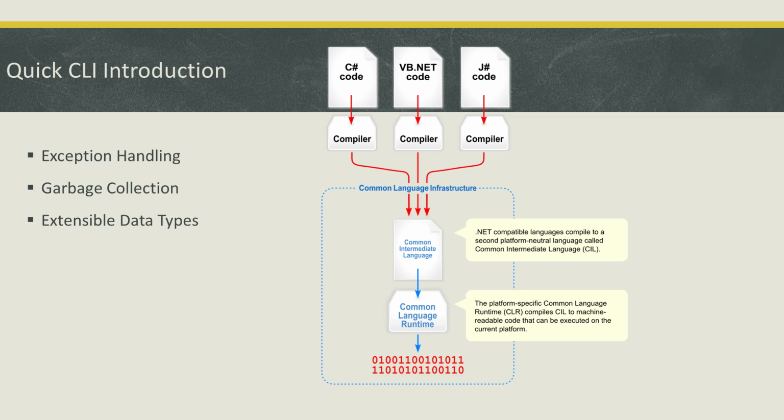So as we can see, the individual languages get compiled into a platform-neutral language called the CIL. And that platform-neutral language finally gets compiled to machine-readable code, which then executes on the platform. This fulfills Microsoft's vision for the .NET framework of delivering information to the user on any device, anywhere.